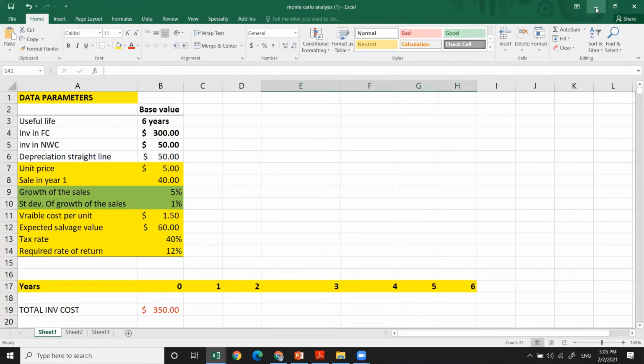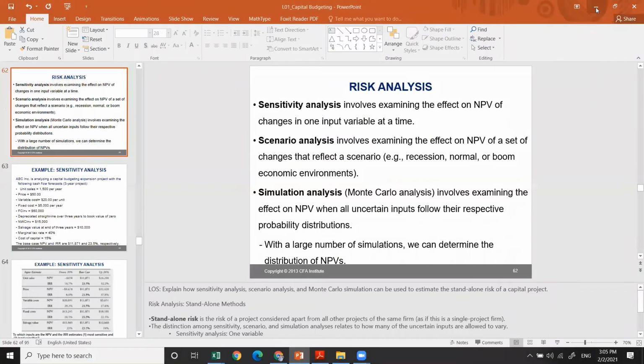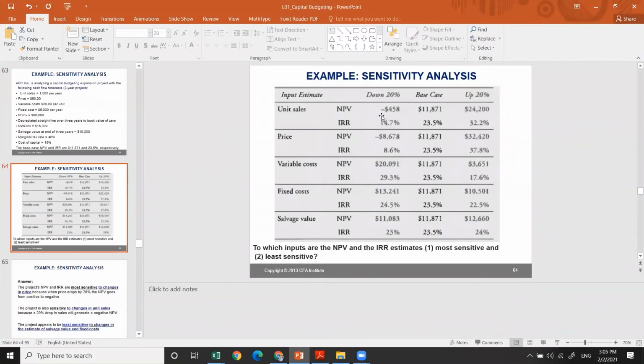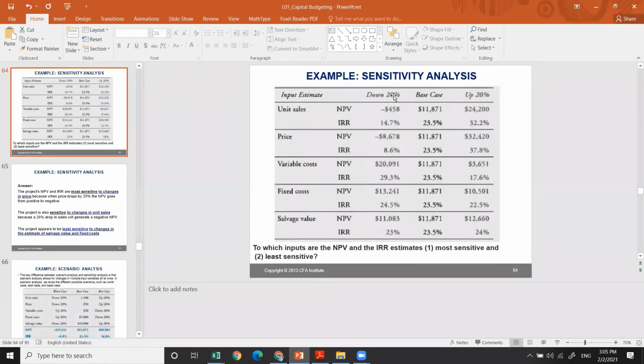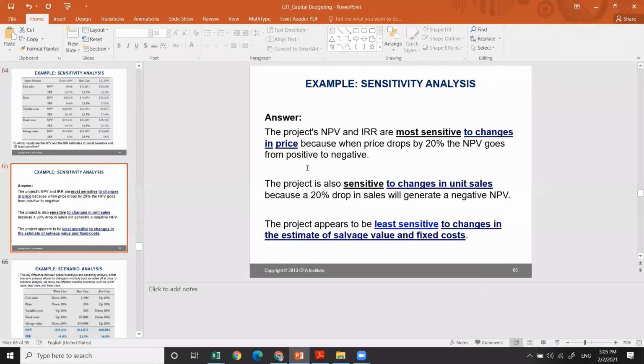This is Monte Carlo analysis. So let us review everything we did so far. Sensitivity analysis: we change only one variable and try to see how the NPV is sensitive to each variable. You downgrade each variable by 20%, upgrade each variable by 20%, and see how the NPV changes.